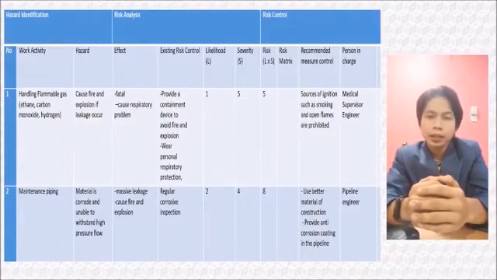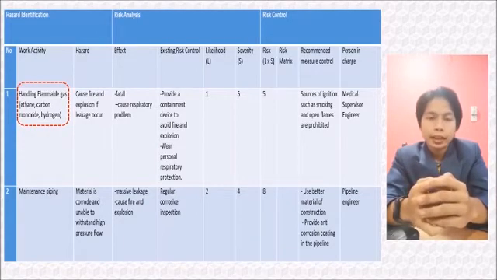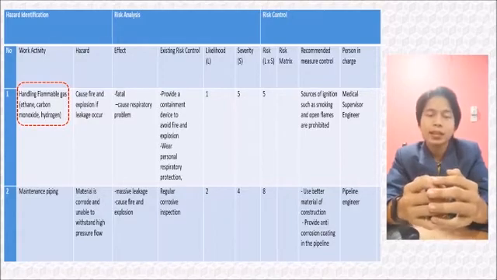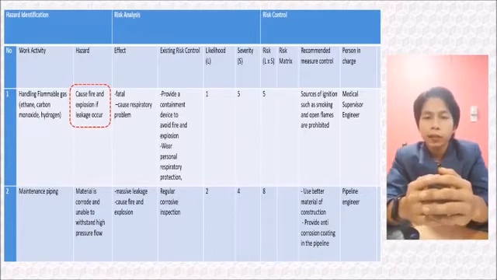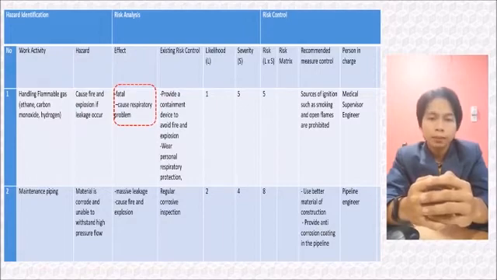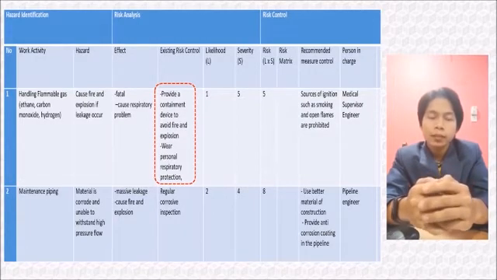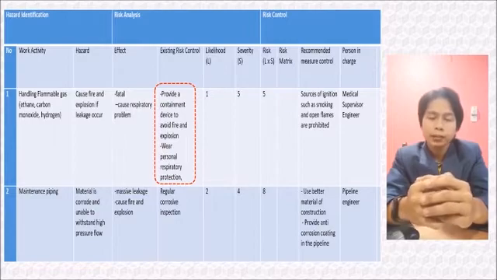Okay, this table shows the hierarchy form for our plant production. The work activity of handling flammable gases, ethane, hydrogen and carbon monoxide, is identified as a hazard due to its possibility to cause fire and explosion if leakage occurs. The effect of the hazard is that it will cause respiratory problems. In order to control the existing risk, we provided a containment device to avoid fire and explosion, and we ensure that our workers wear respiratory protection.